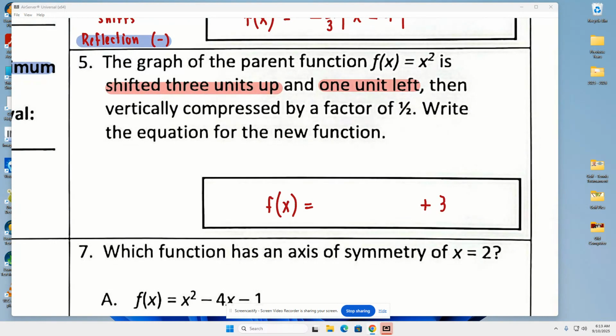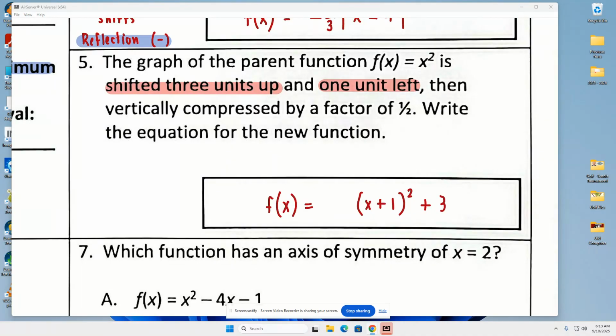So sure enough, there is going to be parentheses. So that x is going to be inside. But now remember, 1 left. If I think 1 left, I think of negative 1. But we know that on the inside, it's the opposite. So it's got to be a plus 1.